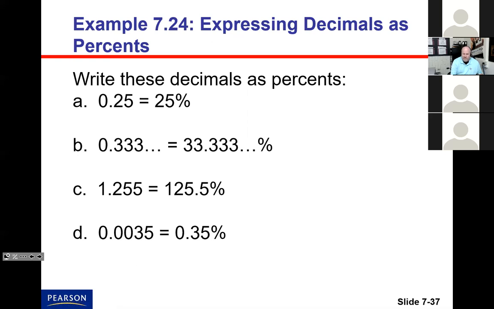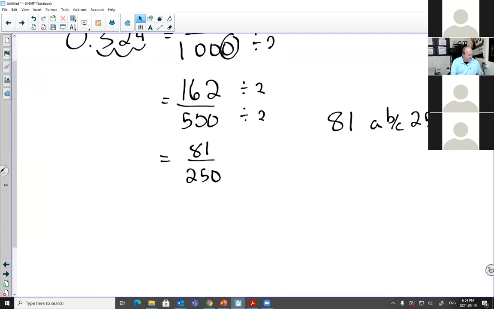33 and 1/3%. Here, give me a sec. You know what? I don't have to stop sharing screen. I can just do that. I got to start doing that. That's way faster. Hang on. Oops, sorry, I need my pen.